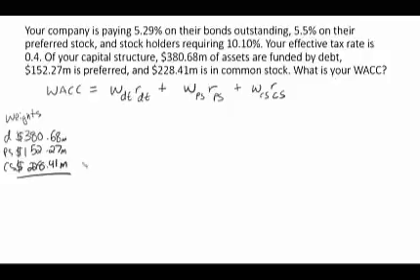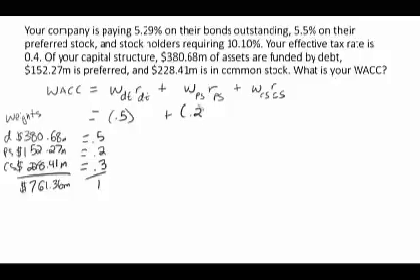So what we do is we add up our total assets here, which are going to add up to 761.36 million. Then we divide each of these by the total assets, and that tells us the proportion of assets that we have funded by it. So we're going to have a weight on debt of 0.5, a weight on preferred stock of 0.2, and a weight on common stock of 0.3, right? All of these have to add up to 1, and they do. Okay, so we are able to substitute this in here. The weight on debt is going to be 0.5, the weight on preferred stock is 0.2, and the weight on common stock is 0.3.